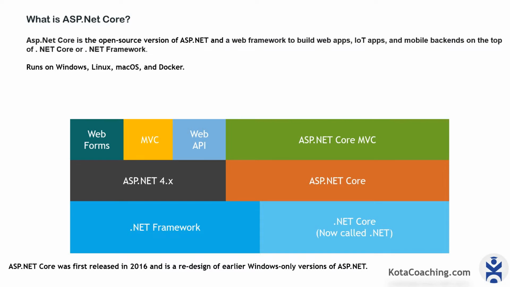ASP.NET Core is the open source version of ASP.NET and a web framework to build web apps, IoT apps and mobile backends on top of .NET Core and the .NET Framework. The main advantage of ASP.NET Core is that you can run it on Windows, Linux, macOS and even on Docker. As this is open source, you can take advantage of cross-platform. Here you can see ASP.NET Core MVC, that is the framework. You can see in this diagram ASP.NET Core MVC.